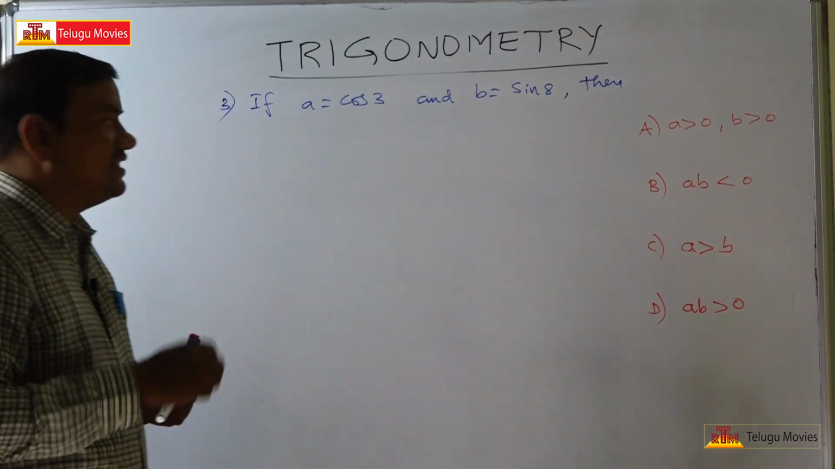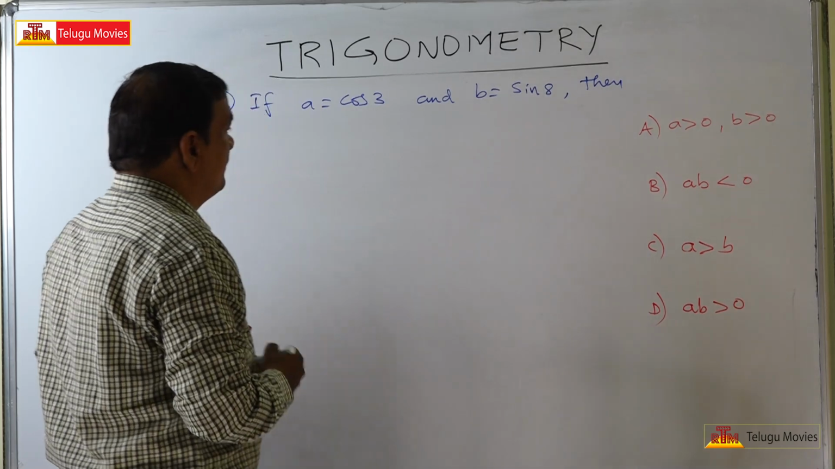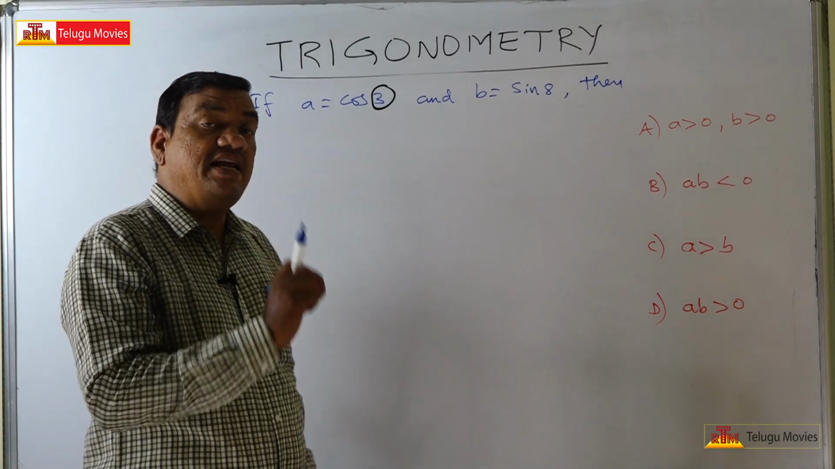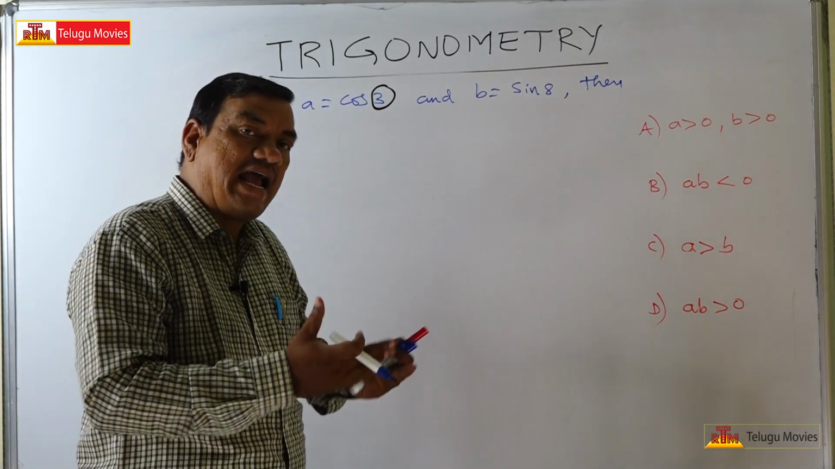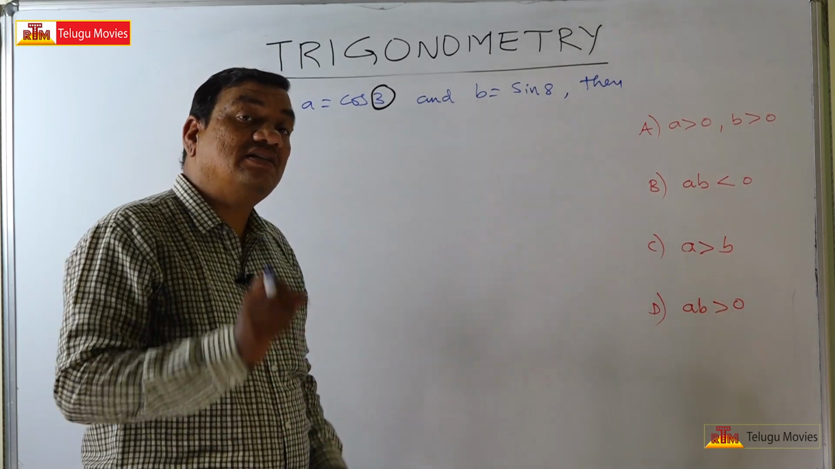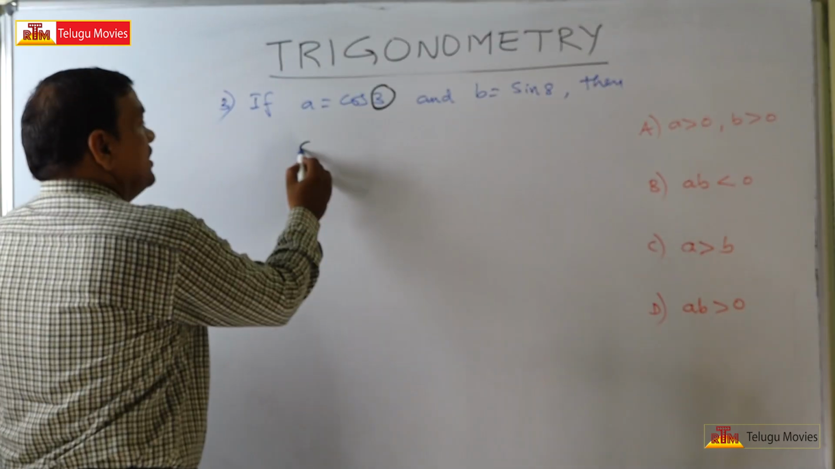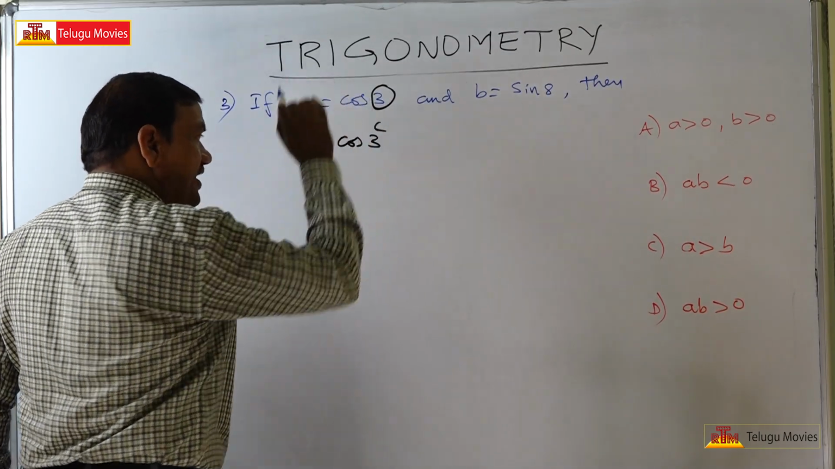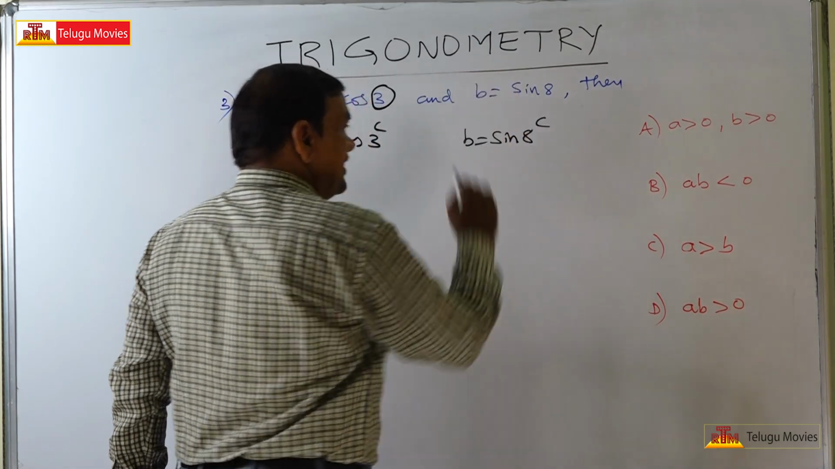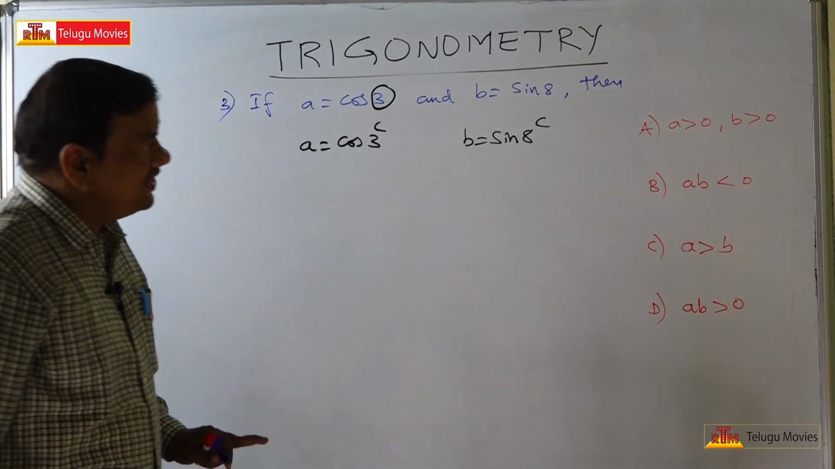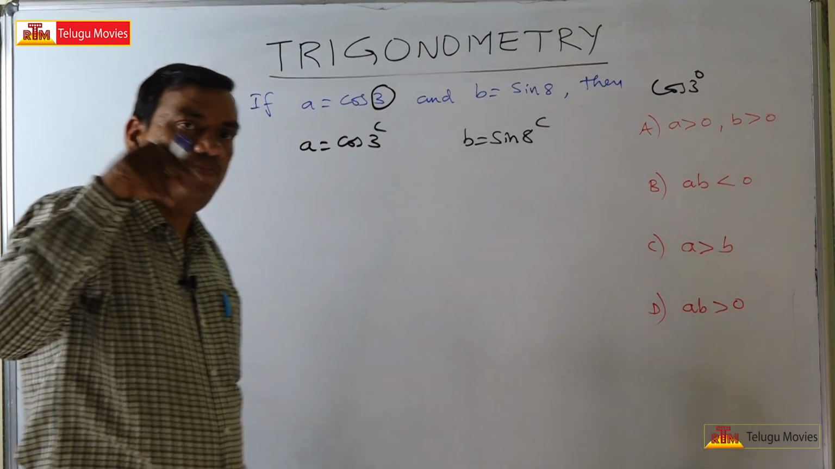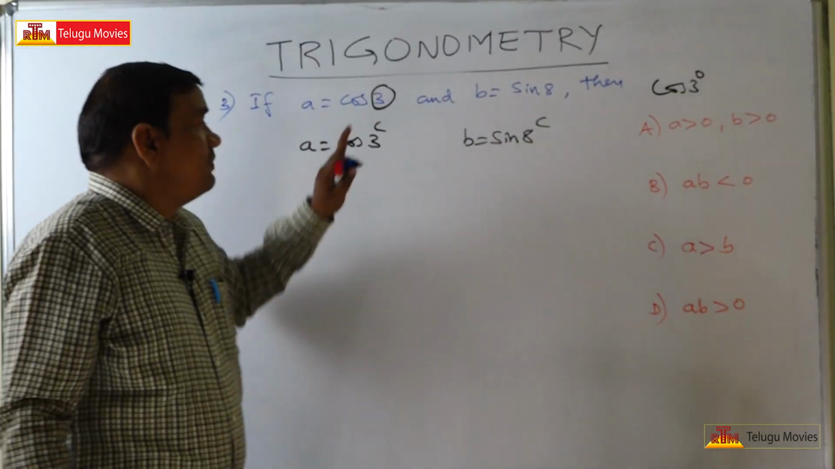Always remember, here only 3 is given. If any angle after cos or sin or tan, whatever may be there, has no units mentioned, that is radians. That means A is equal to cos 3 radians, and B is equal to sin 8 radians, not degrees. If it is degrees, they will mention cos 3 degrees, with a small zero on top. If nothing is mentioned, that is radians.